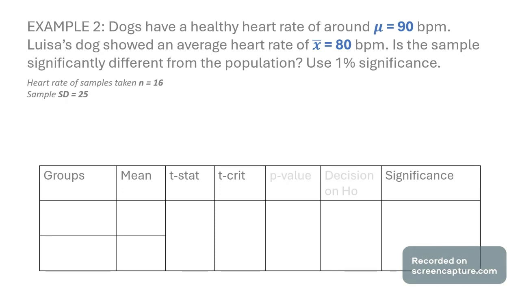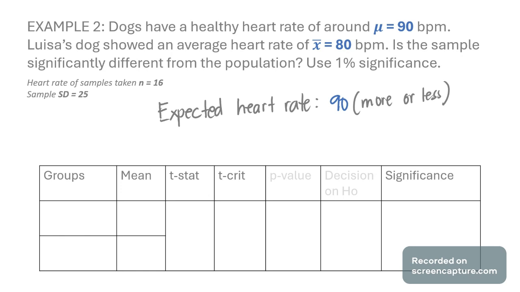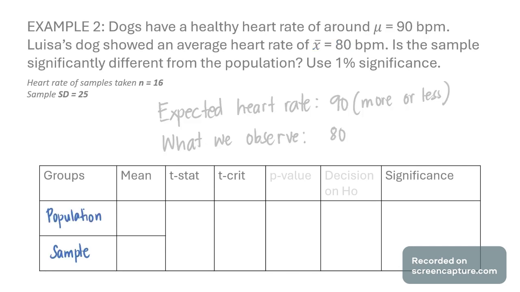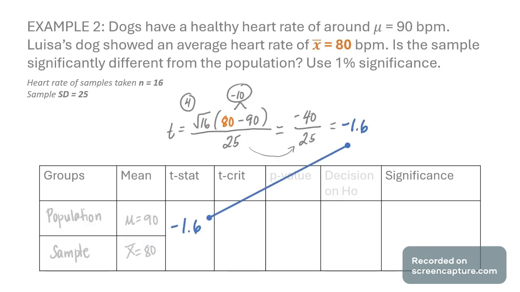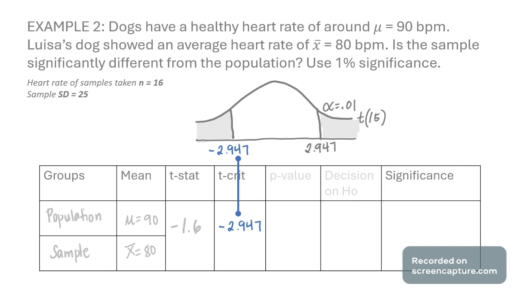First, let us clarify that we expect 90 BPM, not really exact, but at least more or less. But we got an 80. We are comparing a population with a sample in terms of their means. The population mean mu is 90, while the sample mean is 80. The sample mean of 80 converts to a t-stat of negative 1.6. We use a two-tailed t-distribution with significance alpha of 0.01 because it says so in the problem.